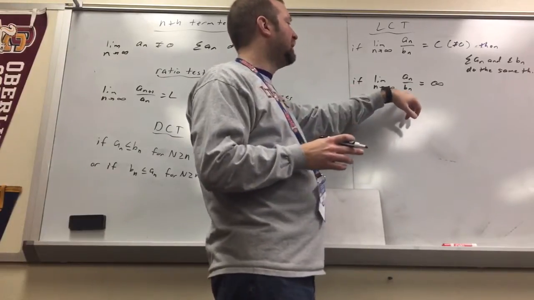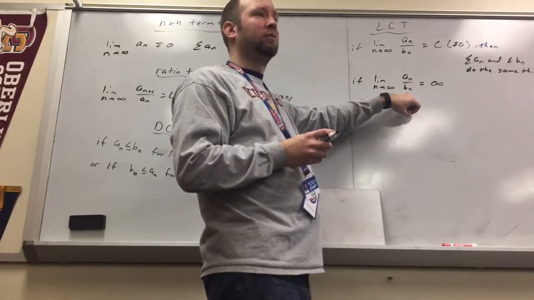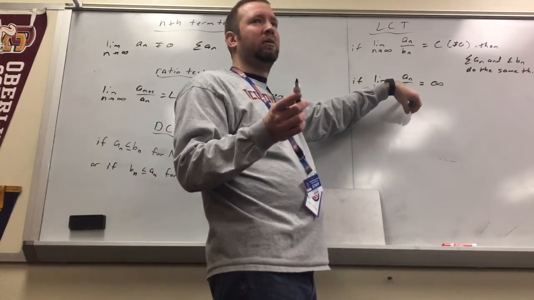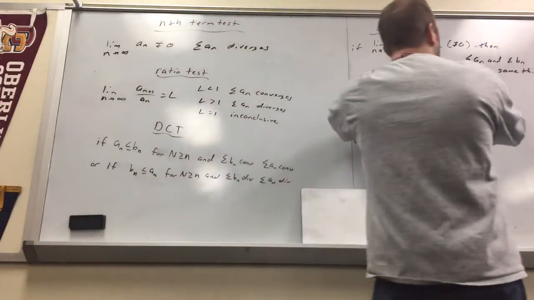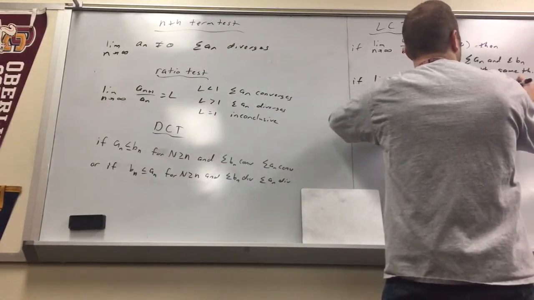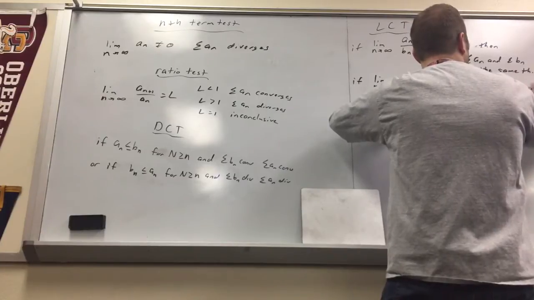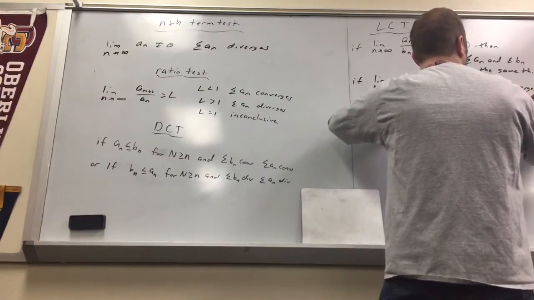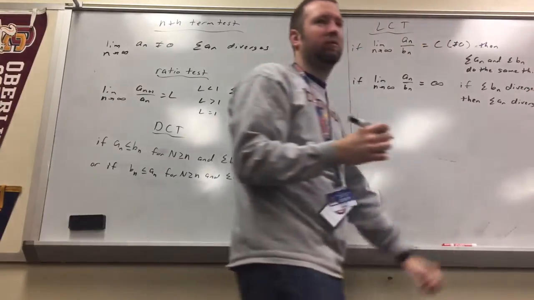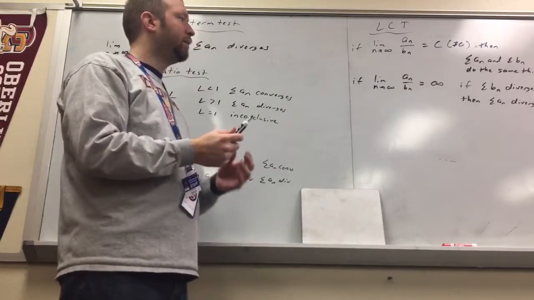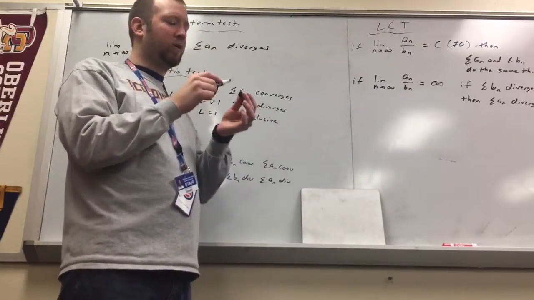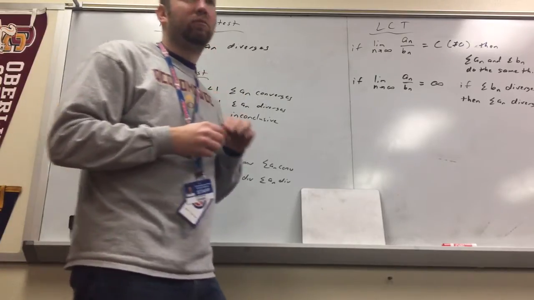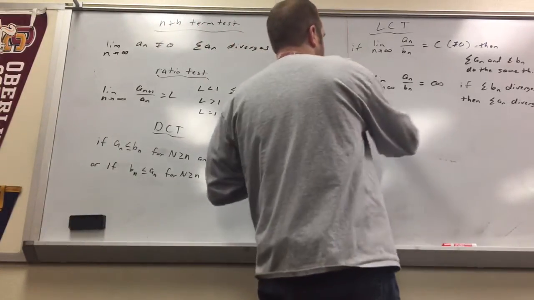So b sub n is smaller in this case. If the smaller one diverges, so what I know here is if b sub n diverges, then a sub n diverges. If b sub n converges, what do I know about a sub n? Nothing, for this case.